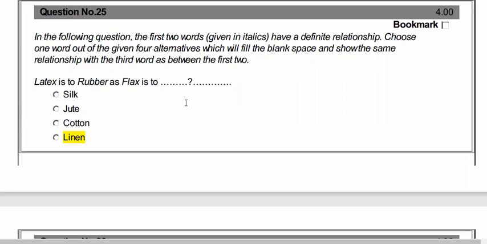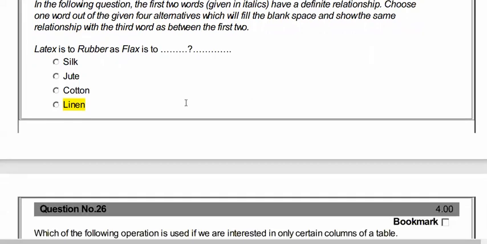In the following question, the first two words given in italics have a definite relationship. Choose one word out of the given four alternatives, which will fill the blank space and show the same relationship with the third word as between the first two. The question is, latex is to rubber as flax is to dash. Option D is right, linen. Flax is to linen.